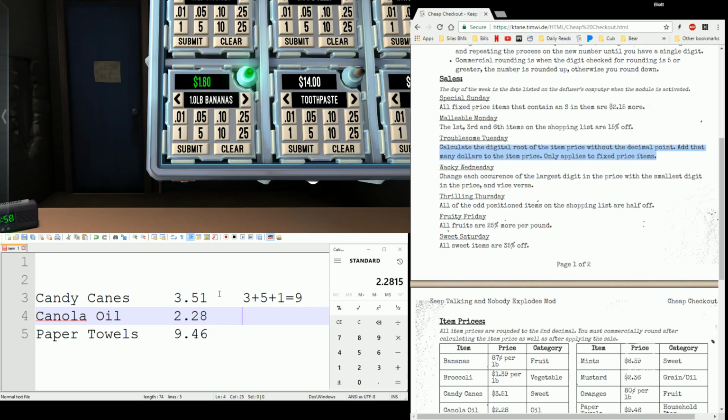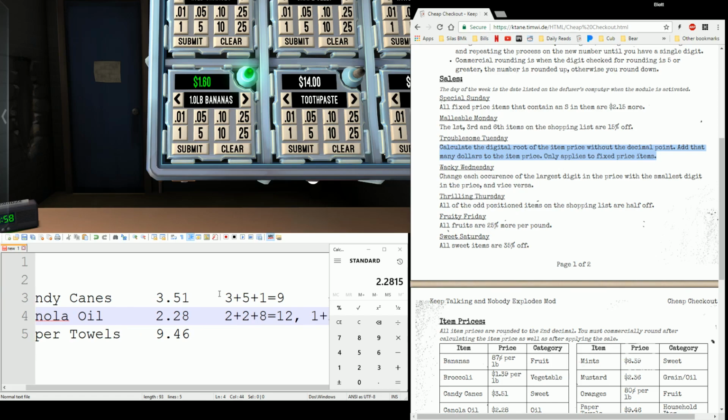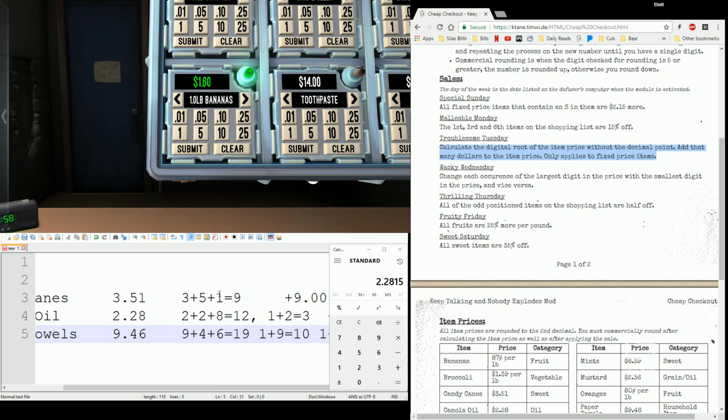For canola oil, that's 228. 2 plus 2 plus 8 is 12. That's two digits though, so 1 plus 2 is 3. So for this one, we're going to add $3. And for the paper towels, 9 plus 4 plus 6 gives us 19. 1 plus 9 is 10. 1 plus 0 is 1. So for all that work, we're going to add $1 because 1 is the digital root of 946. But that's really how this module works.